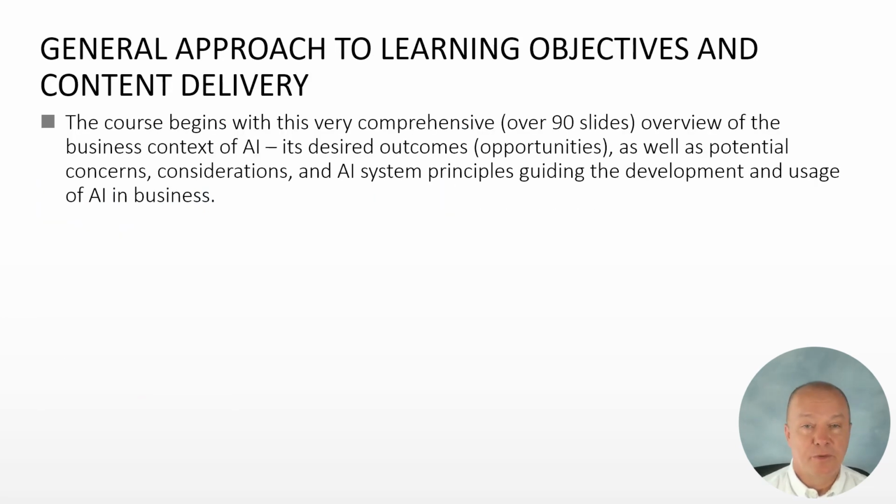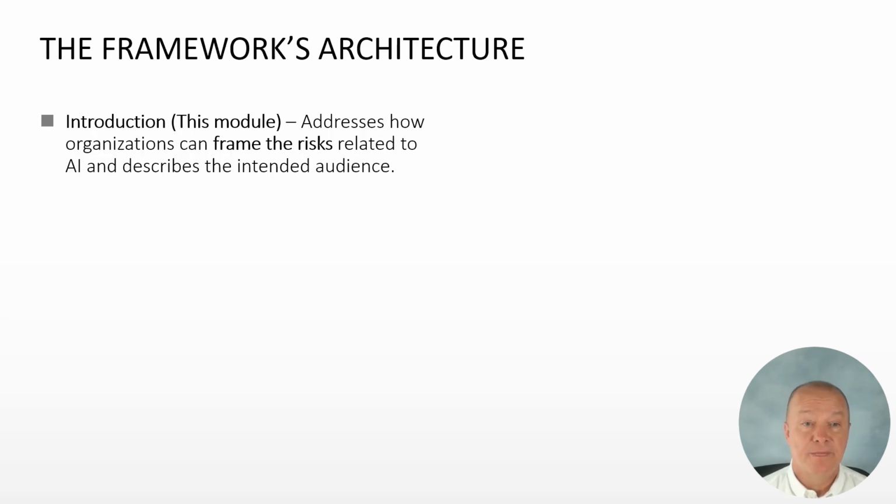So the general approach to the learning objectives and content delivery of this course begins with a very comprehensive, over 90 slides, overview of the business context of AI, which is what this module is devoted to. We will cover the desired outcomes or opportunities for AI risk management, as well as potential concerns, considerations, and AI system principles guiding the development and usage of AI in business.